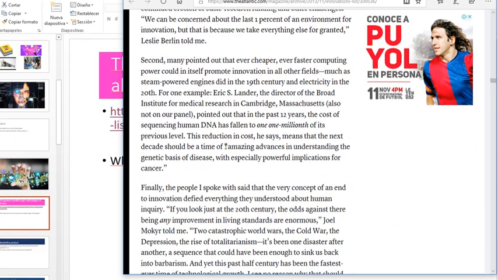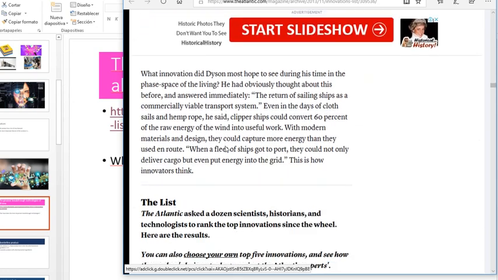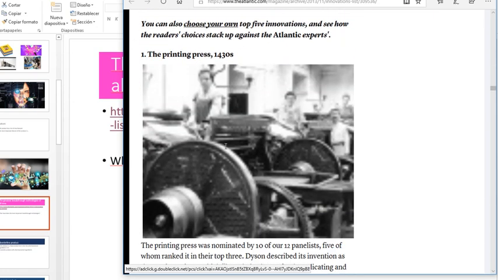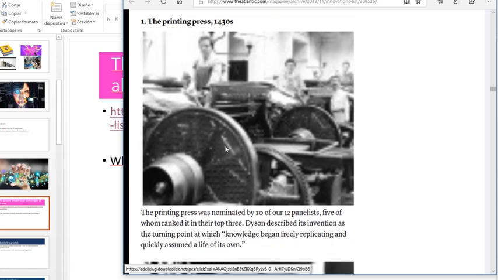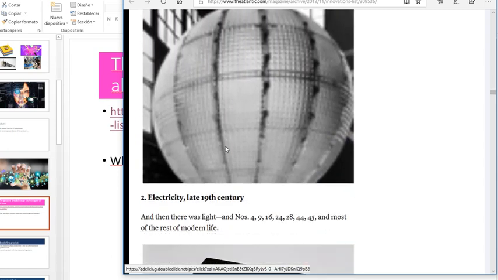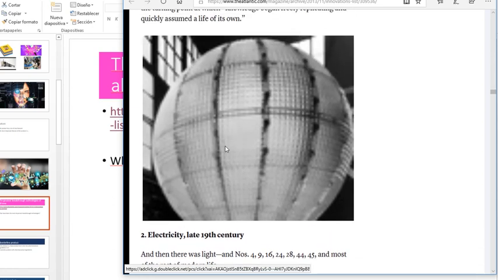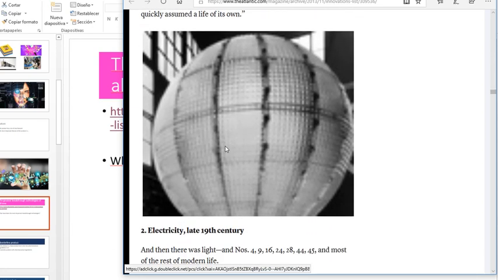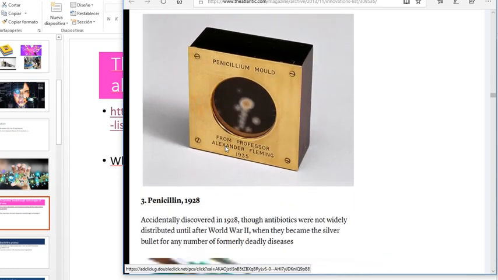Here, the most important breakthrough technology ever. What do you think about the printing press? To print on paper, a very important technology, and this had a huge impact on society. Electricity. What do you think about electricity? Very important. I couldn't do what I'm doing right now without electricity. Penicillin. It saved a lot of lives. Antibiotics. Yes.